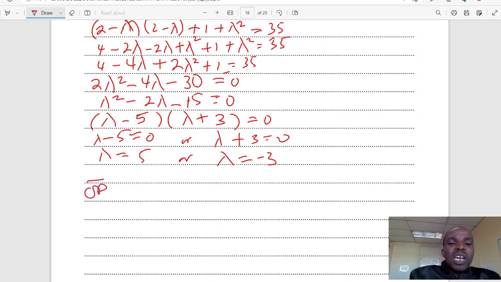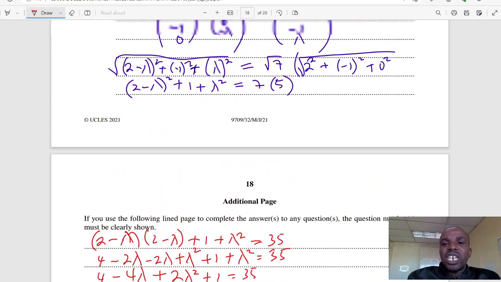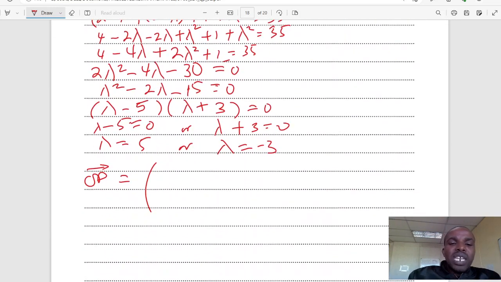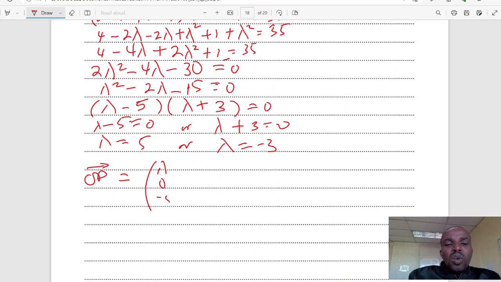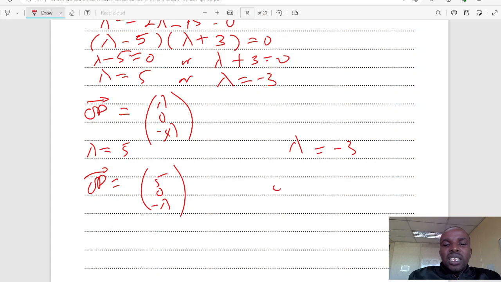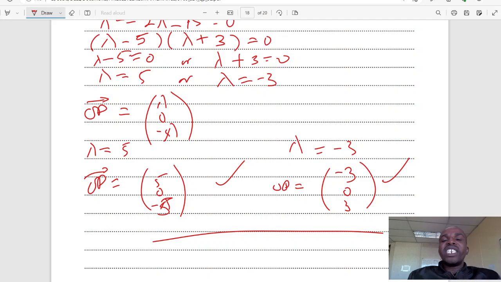Right? The position vector OP that I have been given, let me check up here, is lambda, 0, minus lambda. So when lambda is equal to 5, then OP will be equal to 5, 0, minus 5. When lambda is negative 3, then OP is equal to minus 3, 0, 3. So these are the two possible position vectors of P.